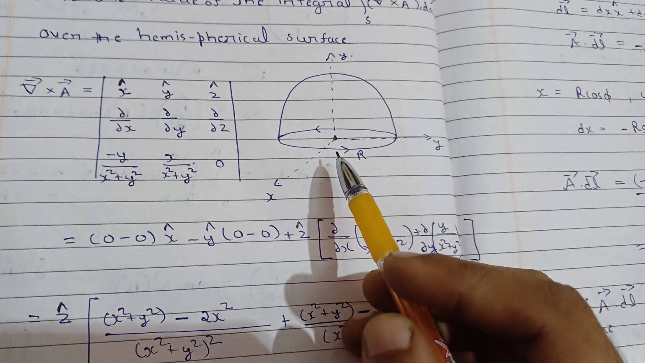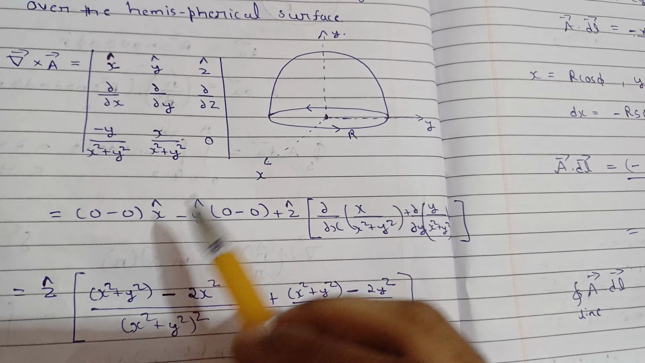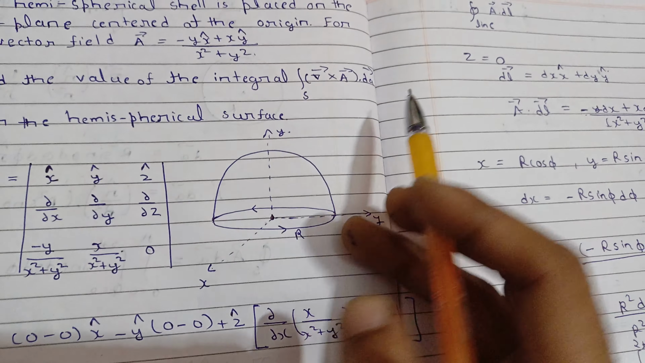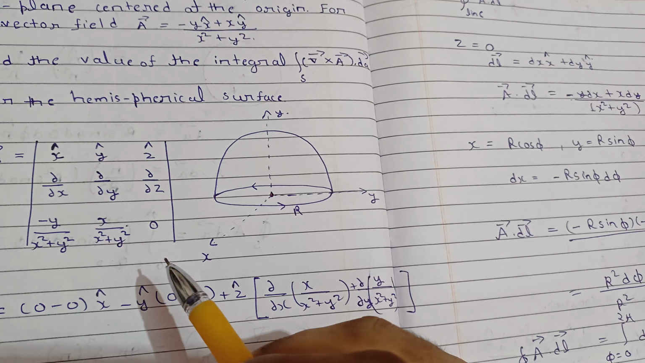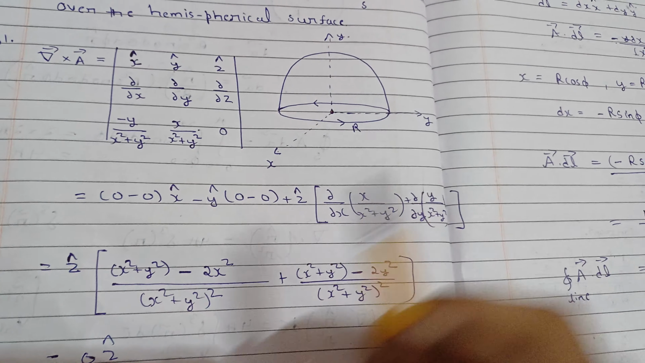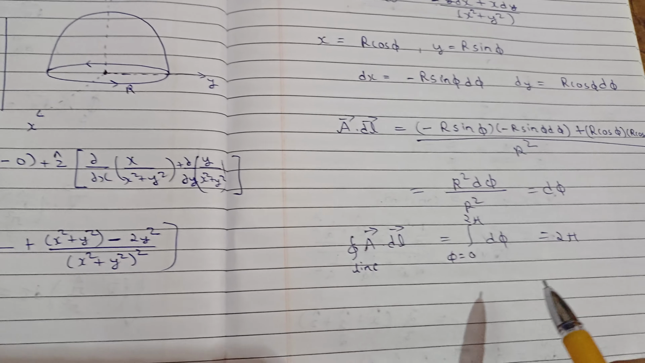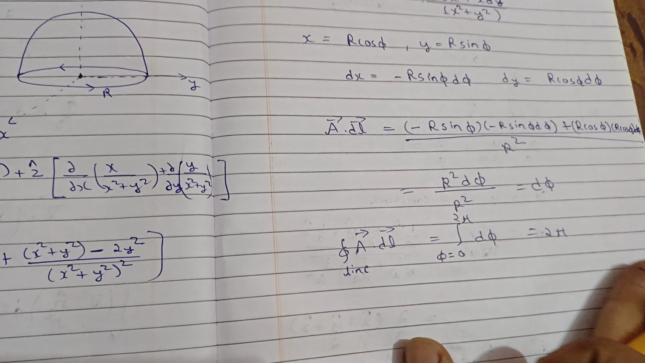So if you find the complete value, that will be 2 pi only. So always find the true value from the right hand side, and that must be equal to the left hand side. Maybe it can be 0 or anything else. So always find the right hand side value, that is the correct value.